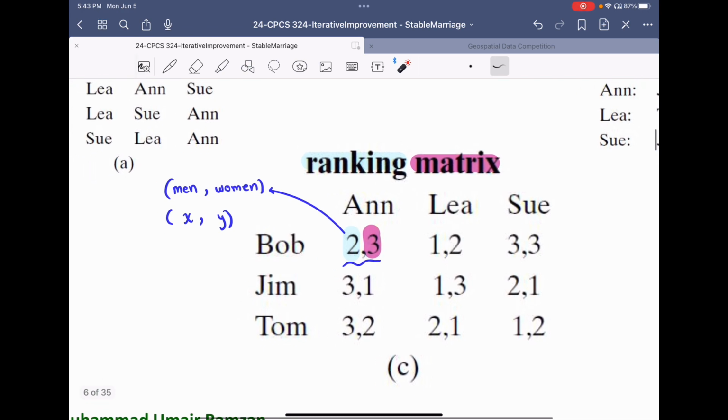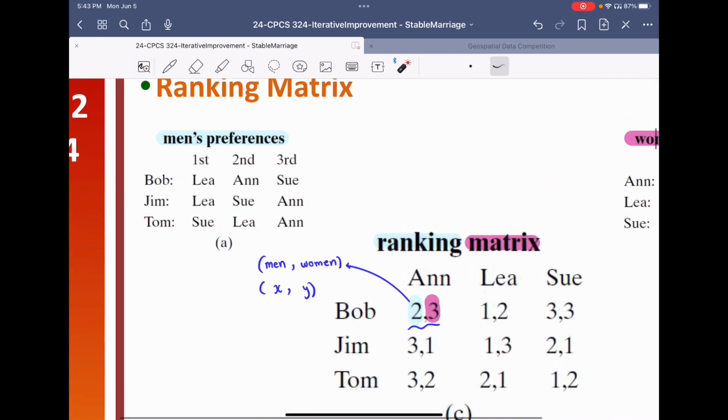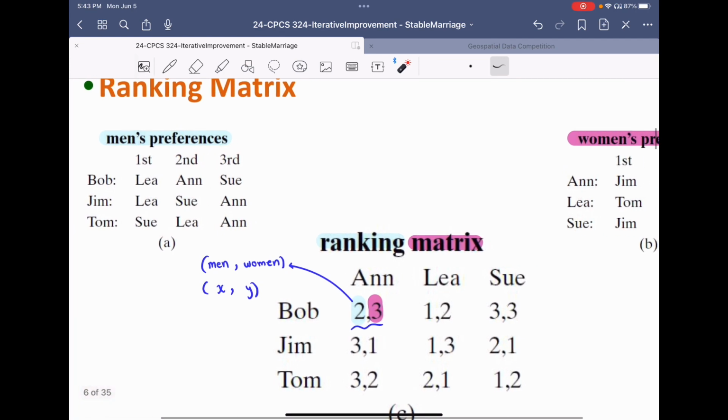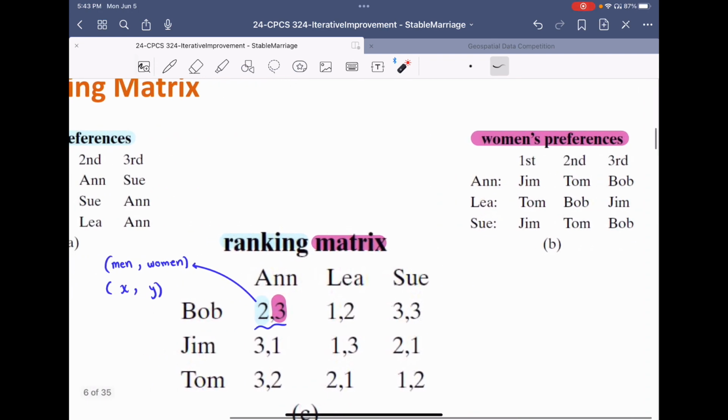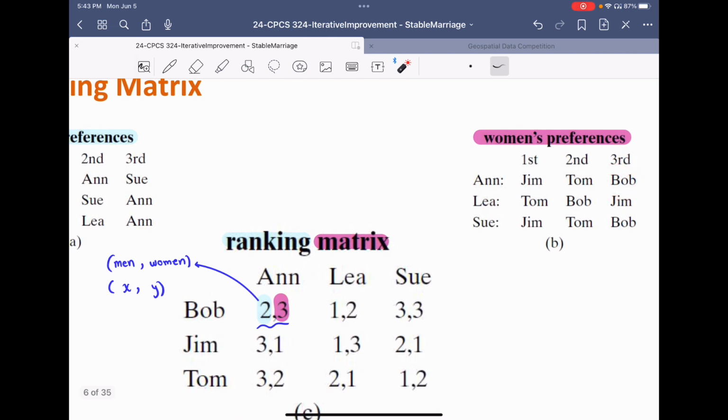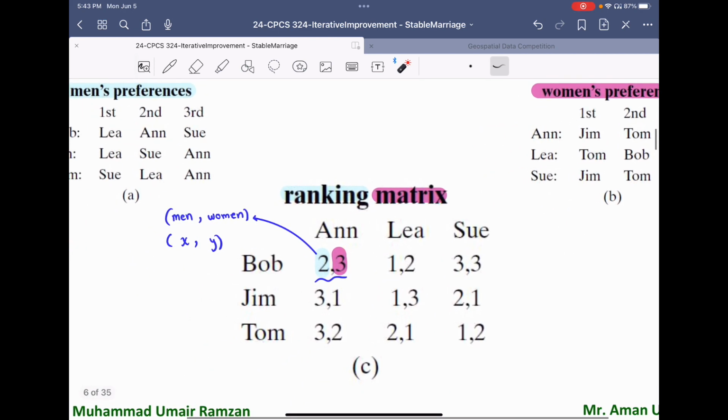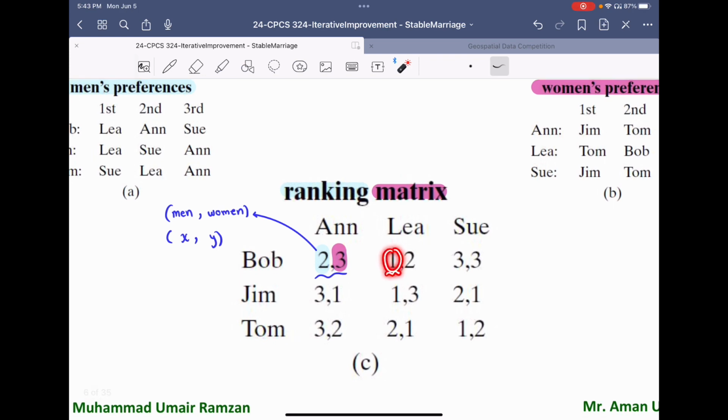So basically, the number 2 says that Anne is Bob's second choice. Now let's see. Is Anne Bob's second choice? Yes. She is his second choice. And this also says that Bob is Anne's third choice. Is this true? Anne, Bob. Yeah, Bob is Anne's third choice. So this is basically what this represents. This is good to keep in mind when we're working later on in the problem. Just know that for each ordered pair, the first number represents the boy's preference of the girl, and the second number represents the girl's preference of the boy.